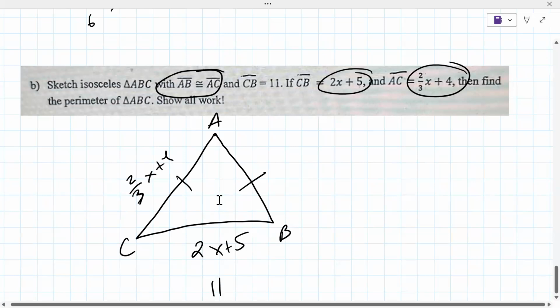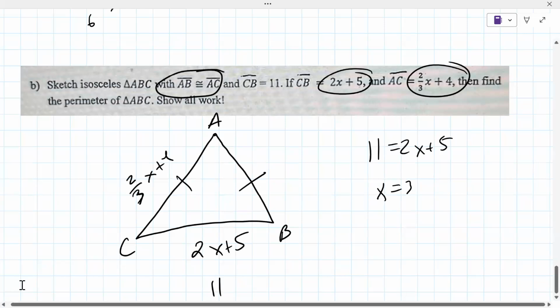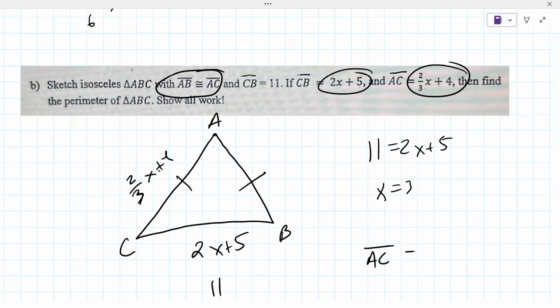Would I make 11 its own? Would I do 11 equals 2x plus 5? Yes. X equals 3. Okay. Very good. So now you can use that information to find AC. I'd like you to find AC next, the length of AC.